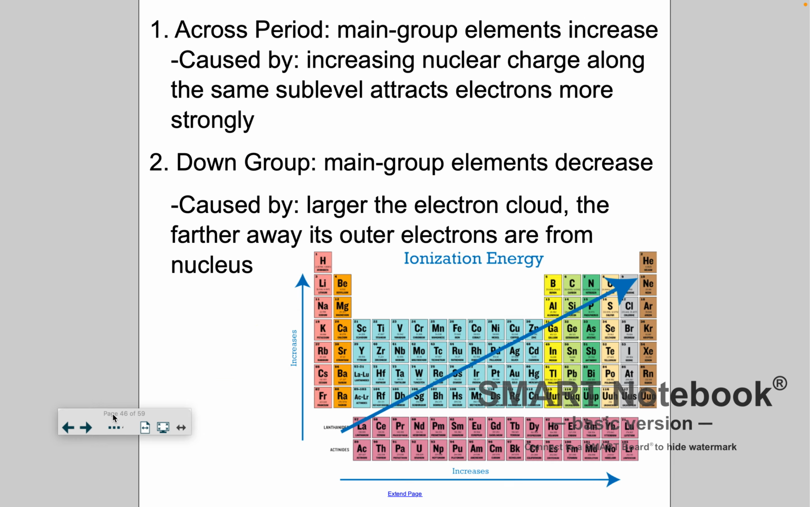So across a period, main group elements increase, and again, it has everything to do with proton charge along the same sublevel. It attracts the electrons more strongly, so you need more energy to strip them away. And then for main group elements, it decreases as you move down a group, and that is because we have a larger electron cloud, and the outermost electrons are further away from the nucleus. So we tend to find our highest values over here. Helium's got the highest, followed by neon and argon, but there's ionization energy.